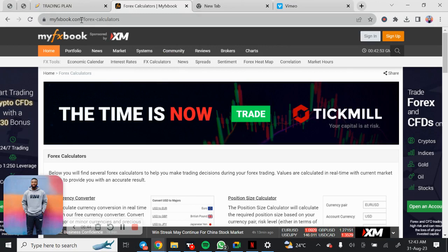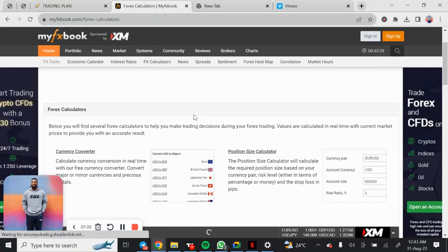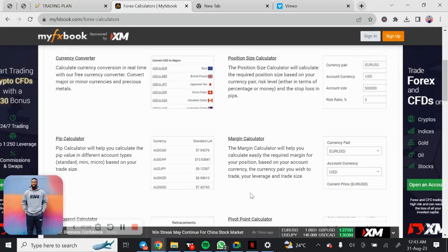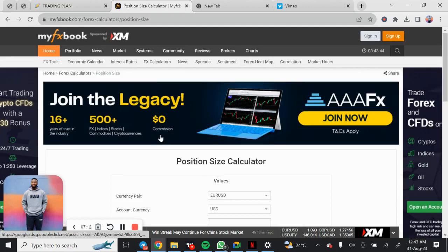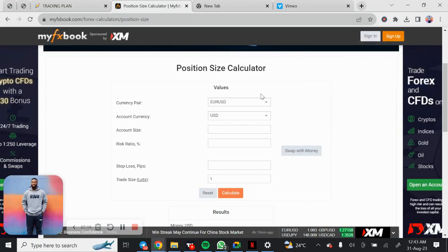Myfxbook.com. So when it opens, go to FS calculators. You would see it on your mobile phone, or if you're using a laptop. Then you open the FS calculator. When it opens, what you do is open the position size calculator. Now, when this page opens up, it's going to come up like this.